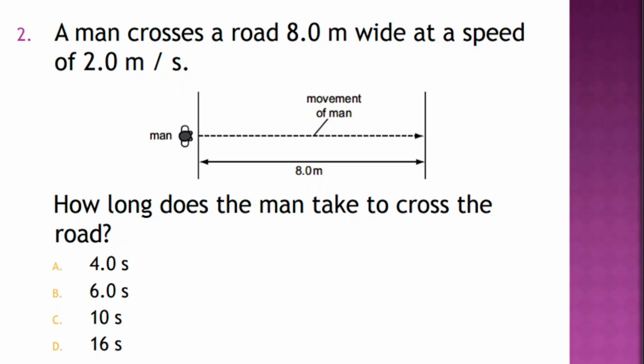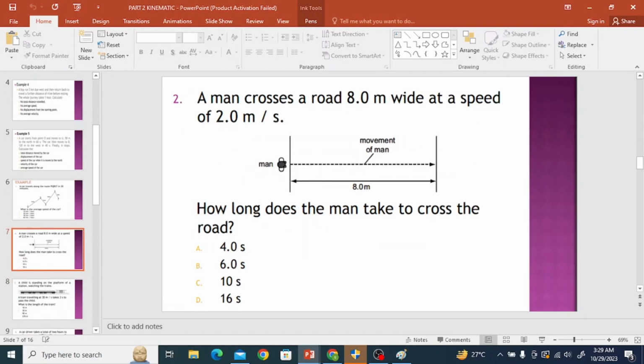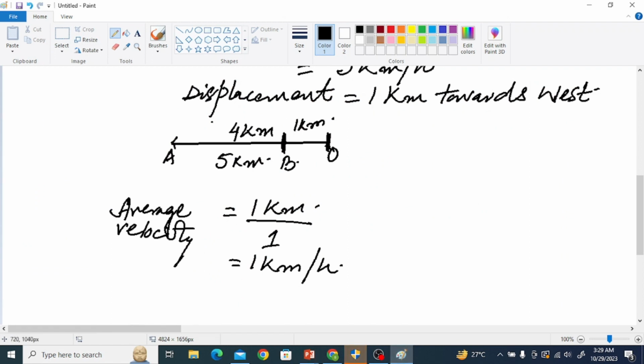So using the formula of speed, that is distance covered divided by time taken. The speed formula is distance covered divided by time taken. So if you are going to find the time taken, you use the formula for speed, that is distance covered over time taken.